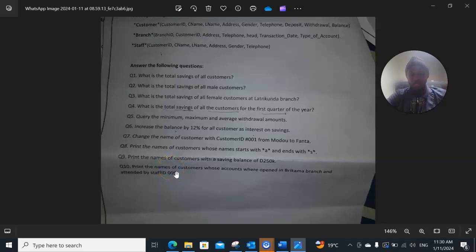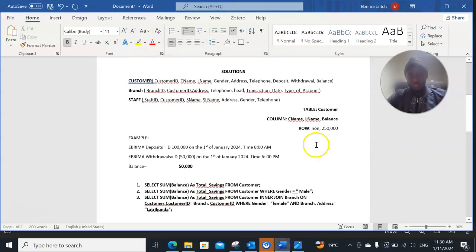So you can see in this question, we need information from 3 tables: the customer table, the branch table, and the staff table. So how many inner joins can we have? 2 inner joins, but 3 what? Tables. Now let's try to identify the information that we need here. We need the customer table, we need the branch table, we need what? The staff table.